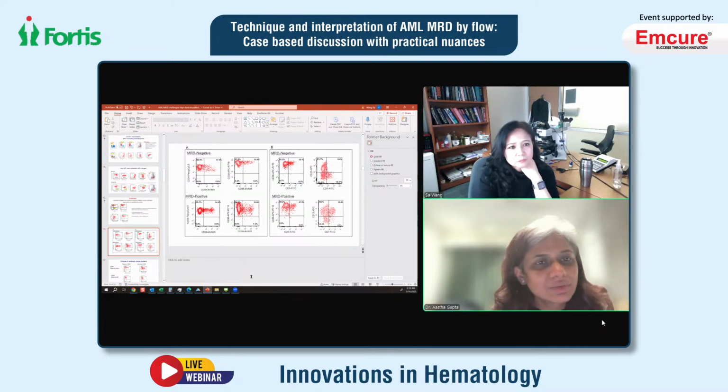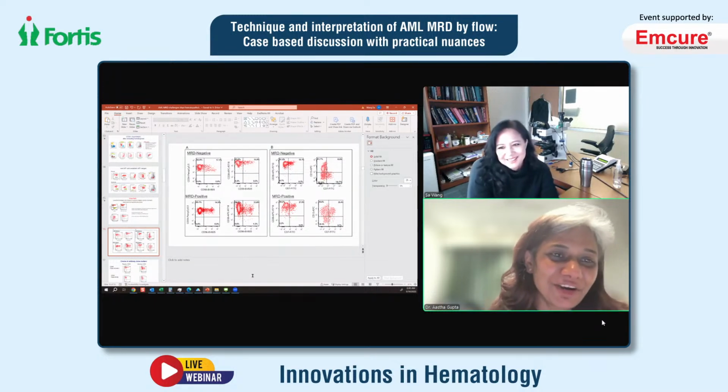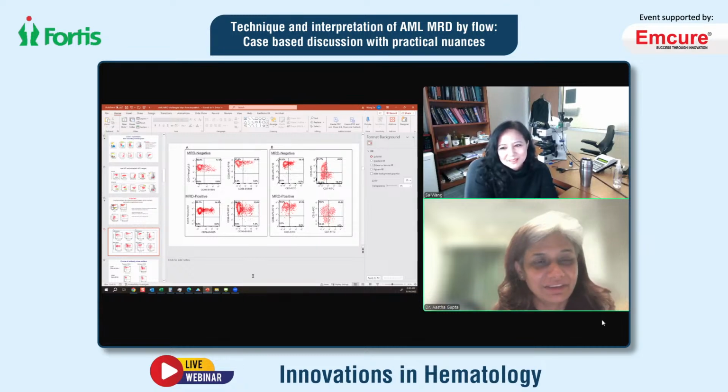And just one last question: what is the minimum number of events forming a cluster that will give you the confidence to call them abnormal, like LOD, LOQ? I'm asking in a nutshell. What is that magic number above which it is abnormal?